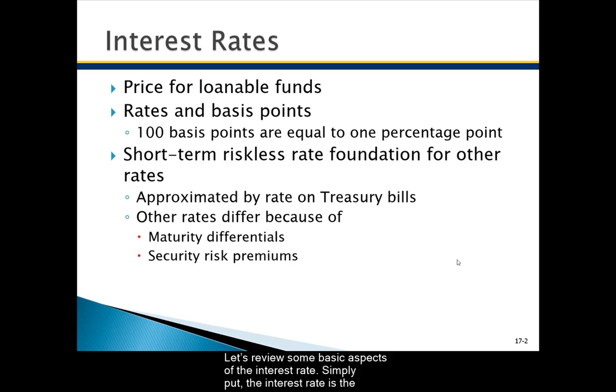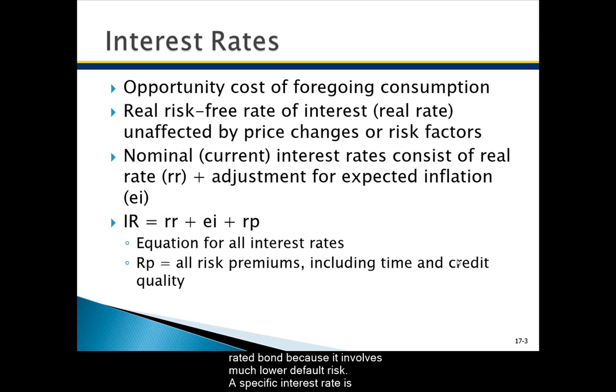Simply put, the interest rate is the price of money. If you wanted to borrow money, then the price you need to pay is the interest. The magnitude of interest rates has something to do with the time length and the risk involving the borrowing. For instance, the 30-year T-bond rate is higher than the 10-year T-note rate because of its longer maturity. The interest rate on an AAA rated corporate bond is lower than on a CCC rated bond because it involves much lower default risk. A specific interest rate consists of three components: the risk-free rate, expected inflation rate, and risk premium.